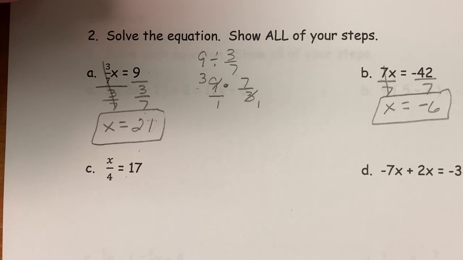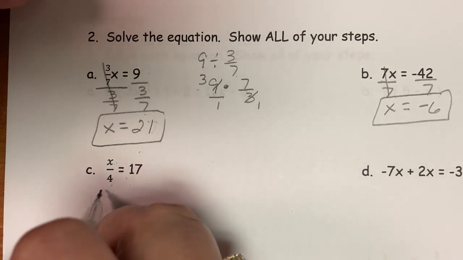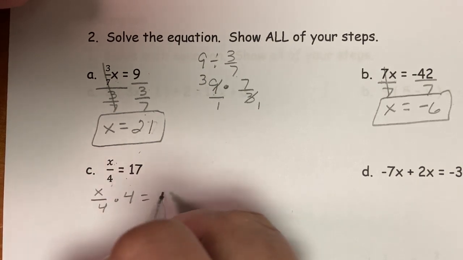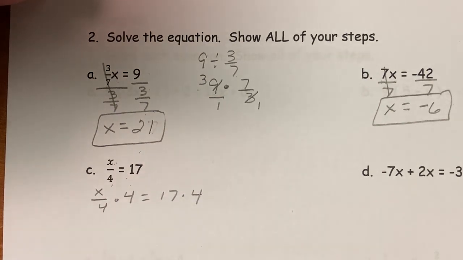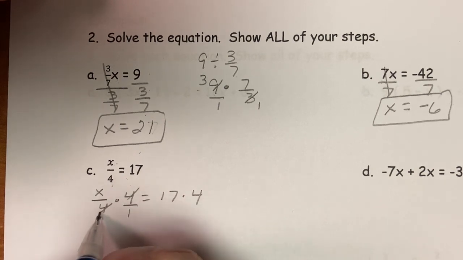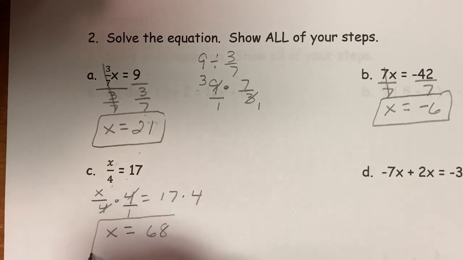Let's move on to C. Again, isolate the variable. What's happening to it right now? Well, it's being divided by 4. How do I undo dividing by 4? I'm going to multiply both sides of my equal sign by 4. Well, let's see what happens on the left. If I put a 1 under the 4, the 4s will cancel, and just as I hoped, I end up with simply an x is equal to, and then 17 times 4 is 68.